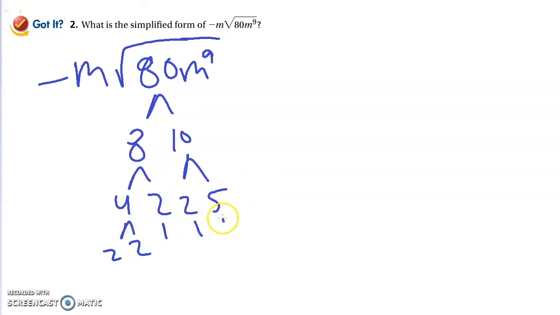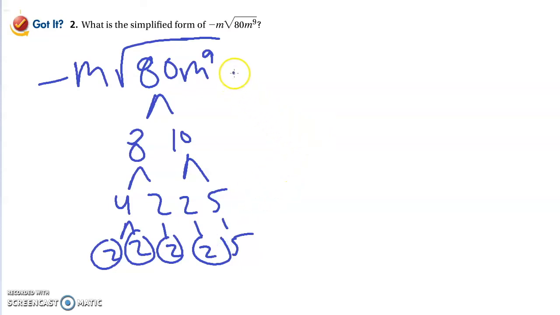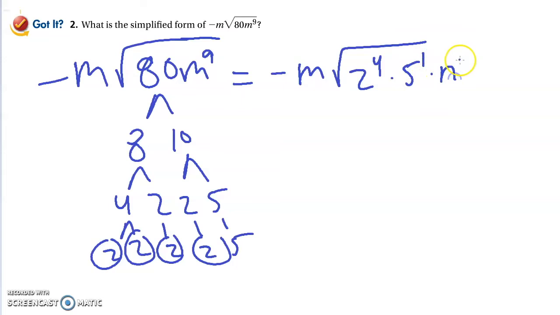If I bring all these down, I figure out that there are 1, 2, 3, 4 twos. So this is the same thing as negative m square root of 2 to the 4th power times 5. There's 1 five, and there are 9 m's. The index is still going to be 2, so we can go ahead and start using our ticket method from here.